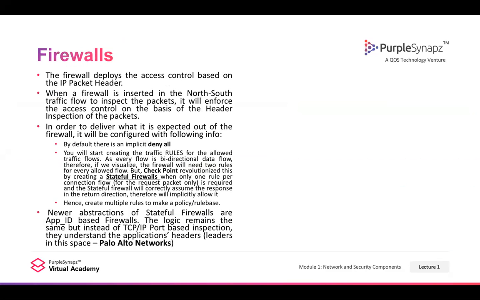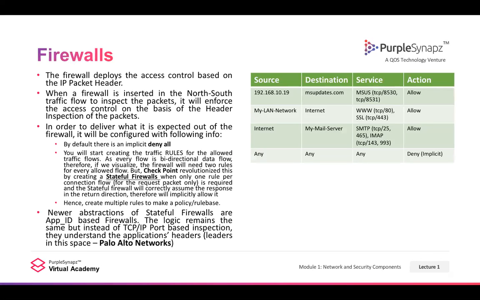So let's say firewalls. The firewalls deploy access control based on the IP packet header. When the firewall is inserted in the north-south traffic flow to inspect the packets, it will enforce access control on the basis of the header, which is to be inspected for the packet. In order to deliver this, something needs to be configured. Now what is that? Look at this.